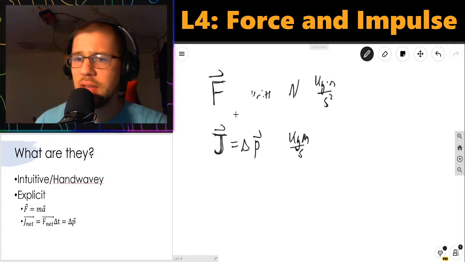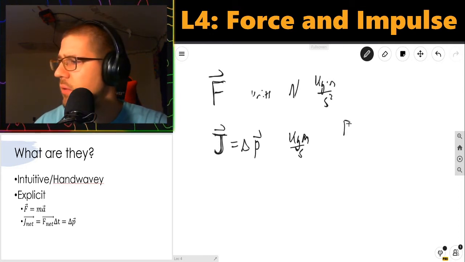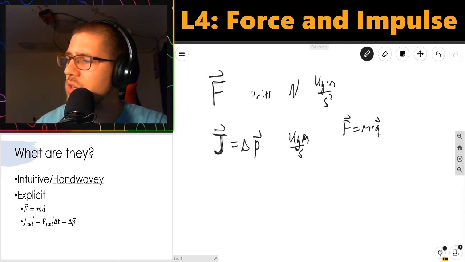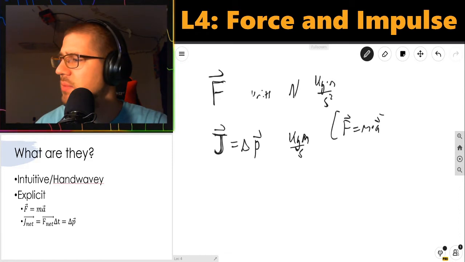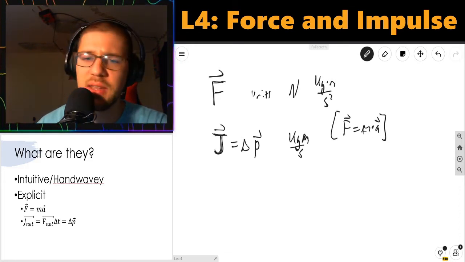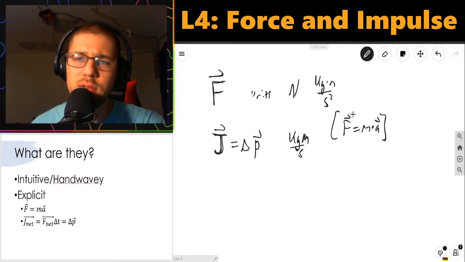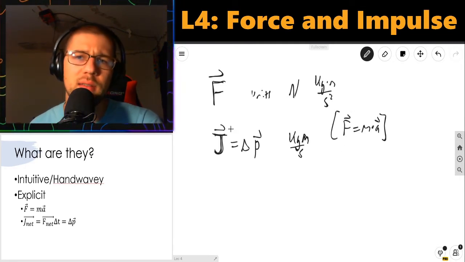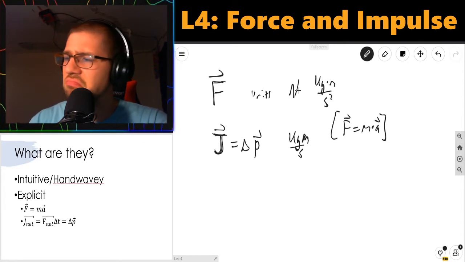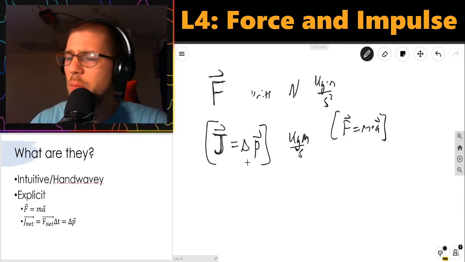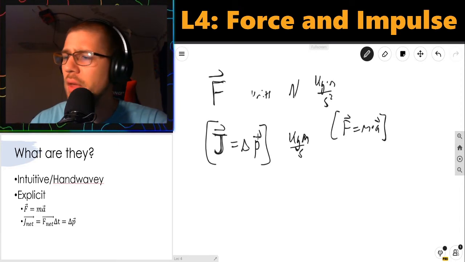Okay, so explicitly, force is mass times acceleration. It's the rate of change of velocity scaled by mass. So basically, that just tells me that force changes speeds. If I have a force like gravity that pulls me downward, gravity tends to change my speed downward unless there's another force to balance it out. Similarly, impulse is just representing this change in momentum. There's nothing fancy about it.